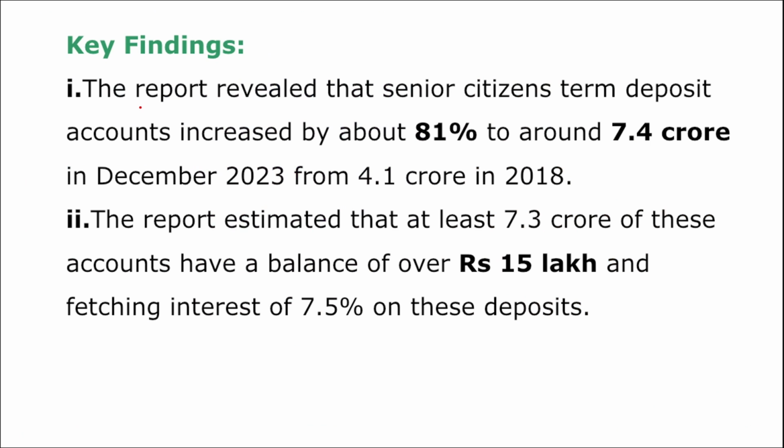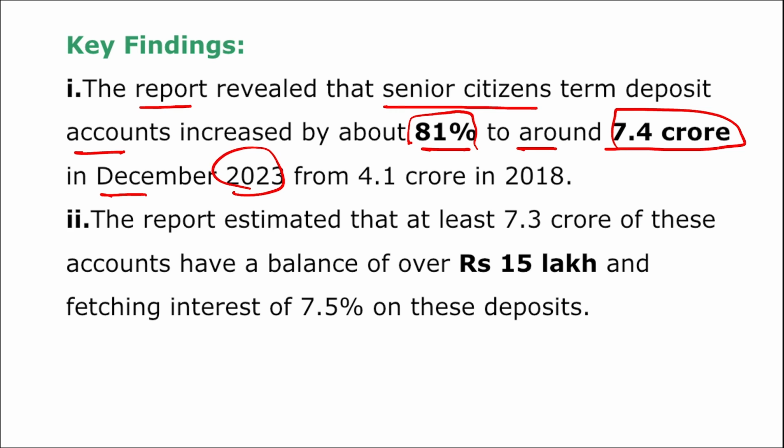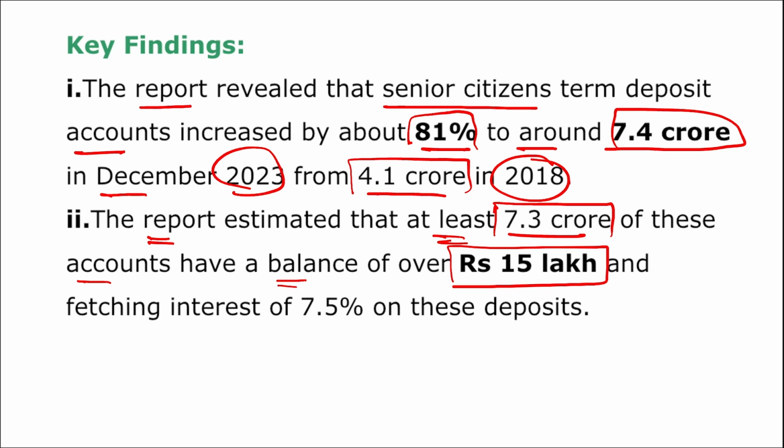Moving on, apart from this, you can see the report that was released by SBI ERD revealed that the senior citizens term deposit account increased by almost 81% to around 7.4 crore in December 2023, from 4.1 crore in 2018. The report also estimated that at least 7.3 crore of these accounts have a balance of over 15 lakh rupees and fetching interest of 7.5% on these deposits. Because we know the FD rates for senior citizens are high as compared to that of a normal citizen.